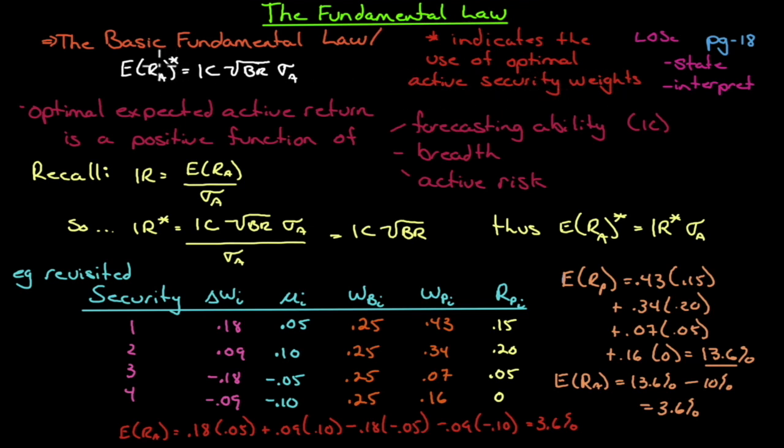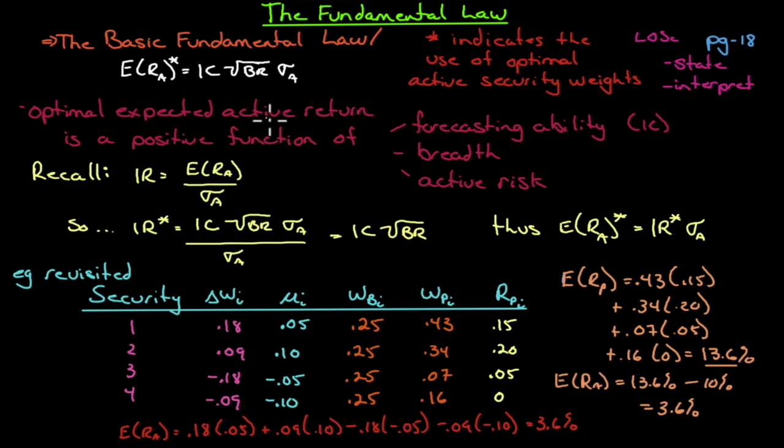We're going to make a distinction now, because remember, we might not be able to put those active weights into play. So we want some way to determine whether what we're forecasting is by using the active weights or by using more constrained weights. So this is saying if we get to use the weights we want to use, this is the expected active return that we should get. So the optimal expected active return is a positive function of our forecasting ability, the breadth, and active risk. That's exactly what this is saying.